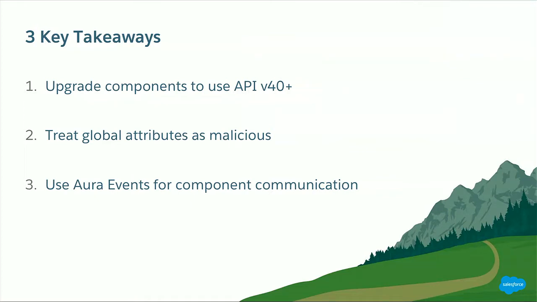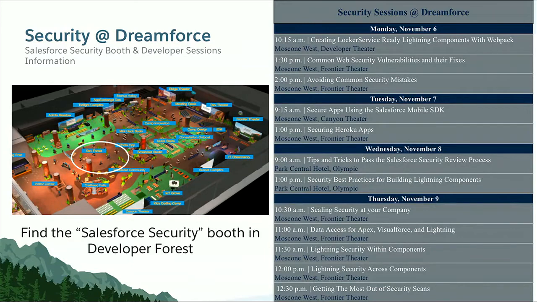And the third one is use Aura events for component communication. This makes developers' lives easier. It makes assessing the security of your components much, much easier. So those are the three big takeaways here for this talk. And if you have further questions, come visit us at the security booth. Where's that security booth? It's back right in front of the admin theater, just behind us. So just a few steps away.